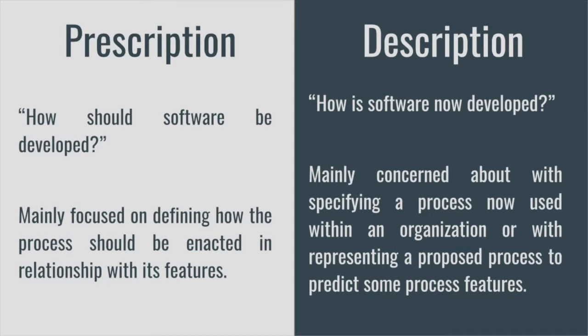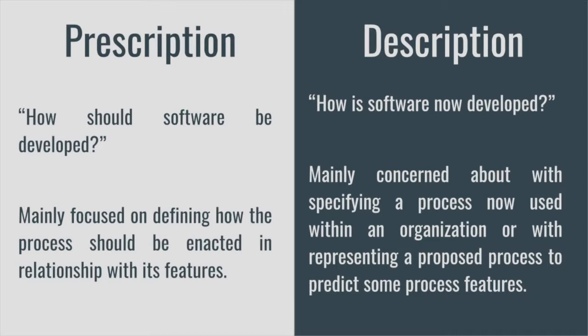One distinction that we must make is there's 2 different approaches at software development. The first one is a prescriptive approach, which asks the question, how should software be developed? It's more looking into the future. It's more about understanding what mistakes are being done now, what errors, what things could be improved on, and thinking about the future. So it is mainly comprised of defining how the process should be enacted in relationship to its features.